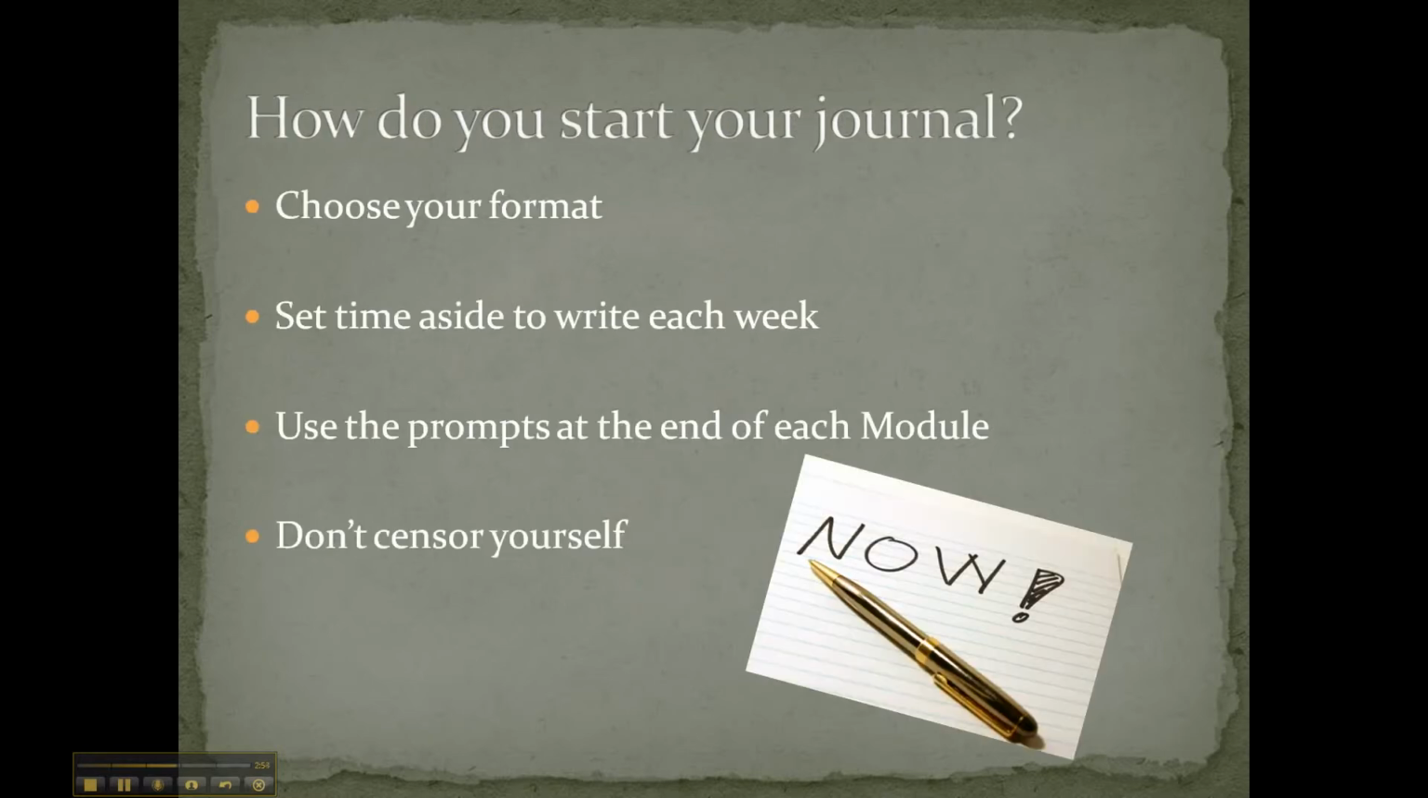So probably the most important thing to think about at this early stage of the course is just how to get started. So the first point is there, choose your format. Where and how are you going to write your journal? So some people might just choose to write in something as simple as a school exercise book every week. You might choose to have a folder with some loose leaf paper if you like to work that way, and keep all your reflective writing in the one place.